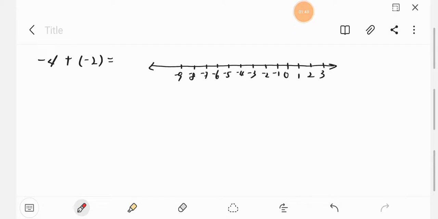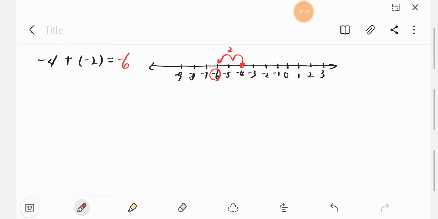Then let's add these two numbers, -4 and -2. So this means the answer is -6. We know the answer is -6, but let's check why. Starting at -4, put a dot above this -4, and then I'm going to add the number -2. If the second number is -2, then move 2 units to the left. So from this location -4, move 2 units to the left. So we are at -6.